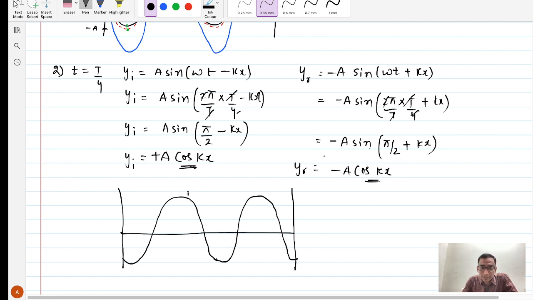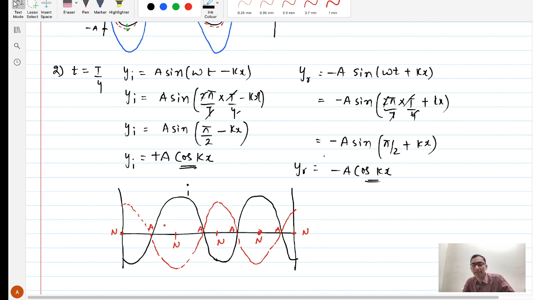So the black one is the incident wave. Now let's draw the reflected wave, that is minus of cos function. So minus of cos function is just the opposite of the plus cos function. So like this. Everywhere where you have crest and trough becomes the node, this is node, fixed end is always node. At all the areas in between two nodes, points in between two nodes are the antinodes.